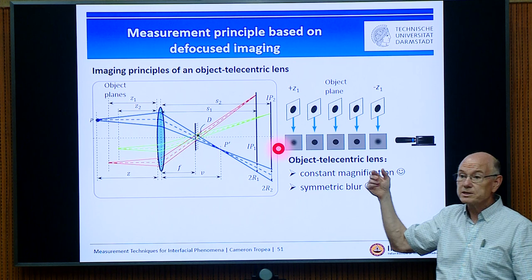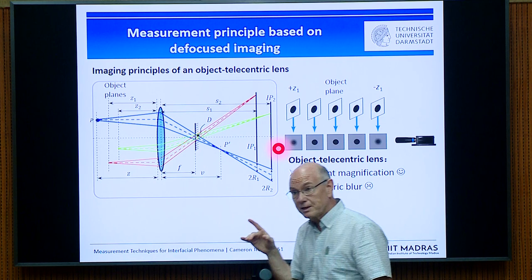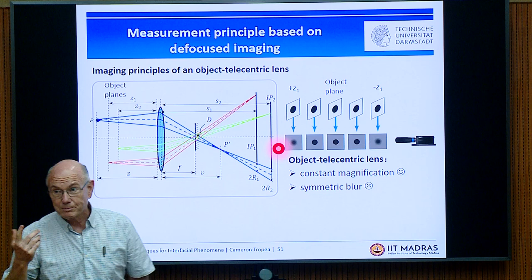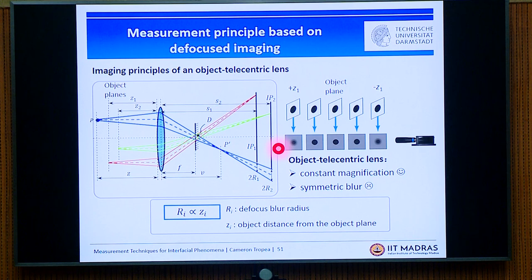So from the point spread function, you might be able to get the size, but you don't know where it is. Okay, but there's a real simple solution to that, and we're working on even some new solutions now. And so the blur radius is dependent on how far you are away from the focal plane.